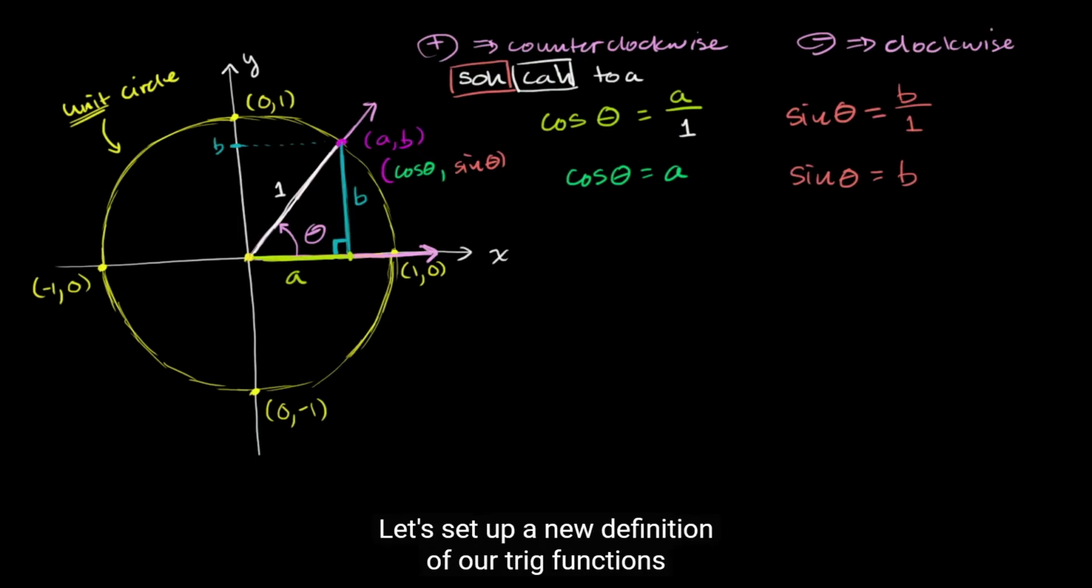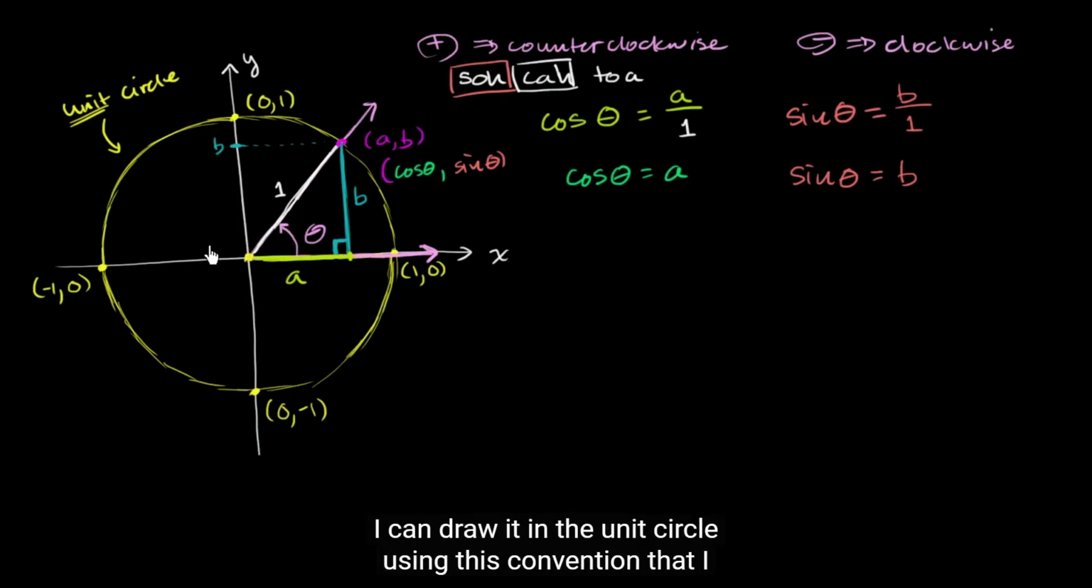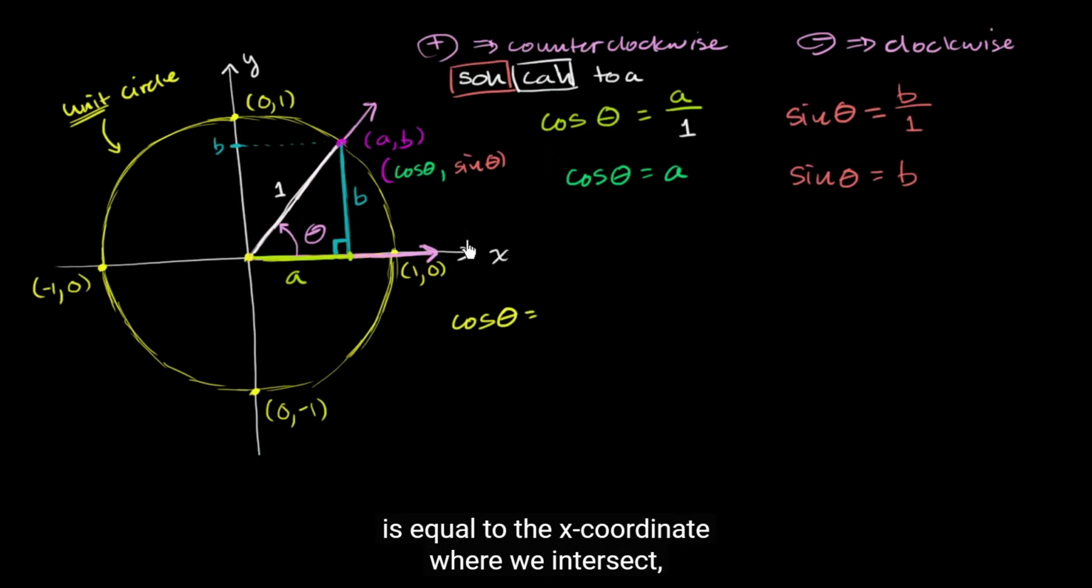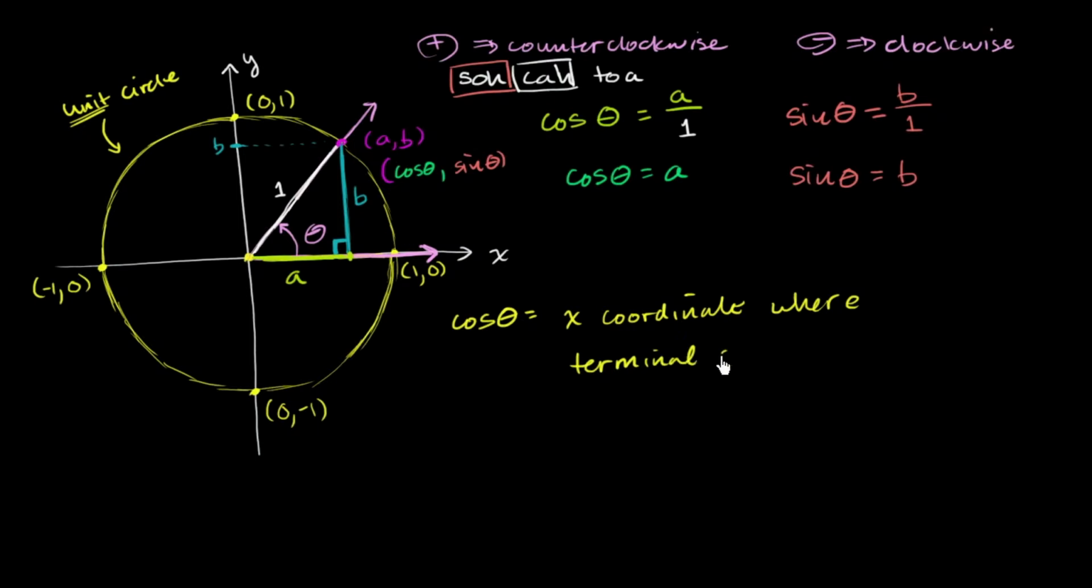Let's set up a new definition of our trig functions, which is really an extension of SOHCAHTOA, and it's consistent with SOHCAHTOA. Instead of defining cosine as adjacent over hypotenuse, sine as opposite over hypotenuse, and tangent as opposite over adjacent in a right triangle, why don't I just say that for any angle, I can draw it in the unit circle using the convention that I just set up, and let's say that the cosine of our angle is equal to the x-coordinate where the terminal side of our angle intersects the unit circle.